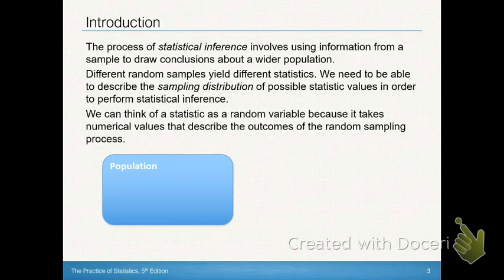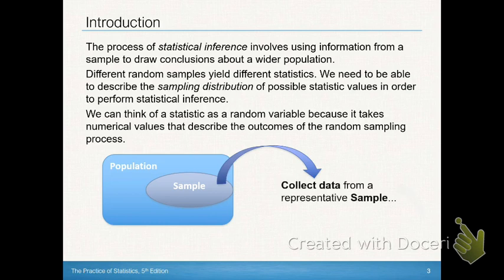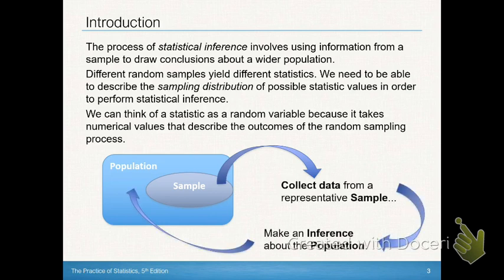Here's how this process usually works. We take a population that we're interested in. We take a sample from that population, collect data, and look at something like the mean or the proportion of some characteristic that we're interested in. And then we use that data to make a conclusion or to make an inference about the population.